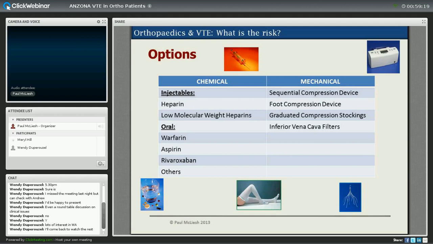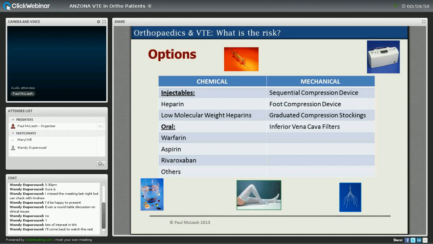For mechanical, there's a few different types of mechanical devices you can use. It's important that we try not to use the brand name, so we want to describe some of these different things. So for example, instead of saying TED stockings, which is actually a brand name, we should be referring to them as graduated compression stockings. Same thing for foot compression devices. There's a number of those available, and sequential compression devices as well.